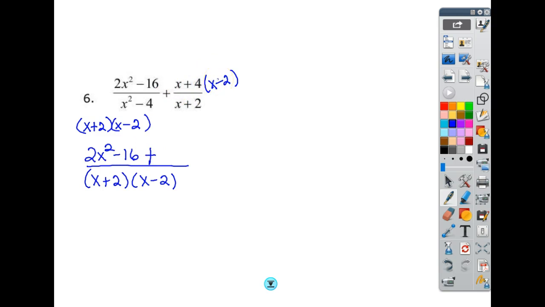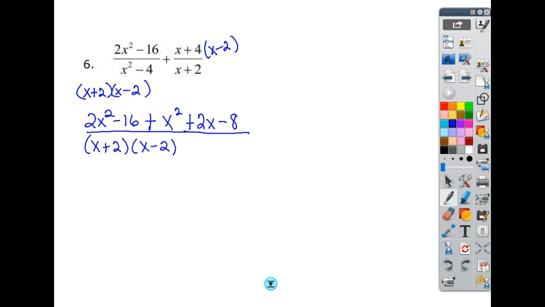Okay, and when you just have plain x's, FOIL should be pretty easy. You just say x squared, and you add the numbers. What's 4 minus 2? Okay, so a plus 2x. You got to remember to add your x. And then you multiply your numbers. Okay, so then what's the next step? Combine like terms across the numerator. Good job. So 2x squared and 1x squared is 3x squared.